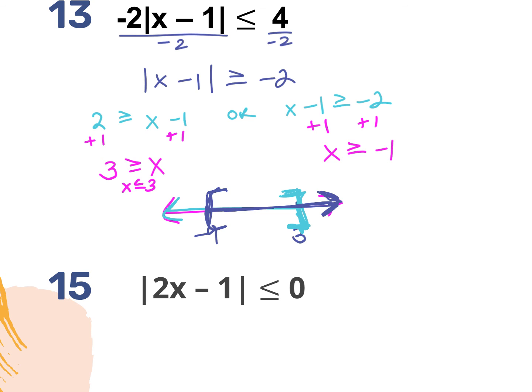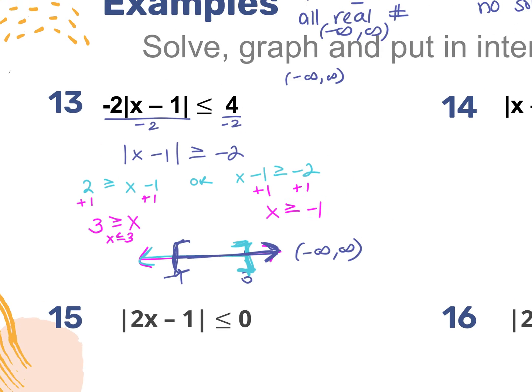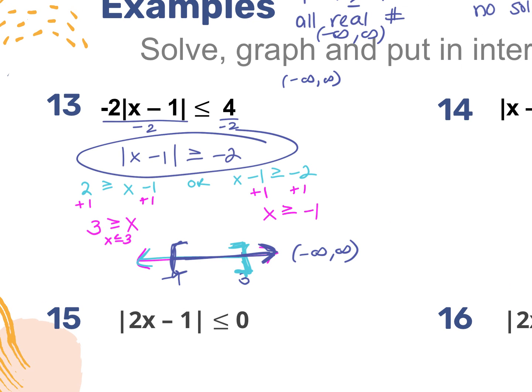It's all of it. I shaded the whole thing. Okay, that's all real numbers. So all real numbers would be an arrow in both directions, or negative infinity to positive infinity. You get to catch it here and save yourself some work. Just be careful. Or if you second guess yourself, you can always solve it and check it.